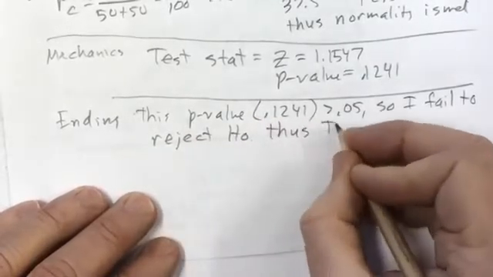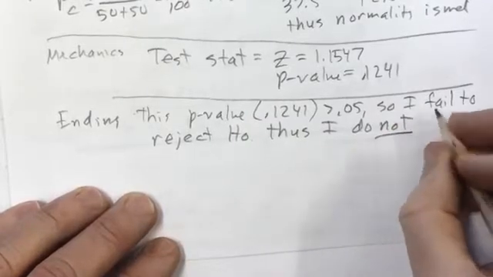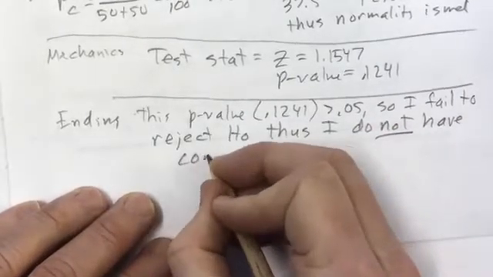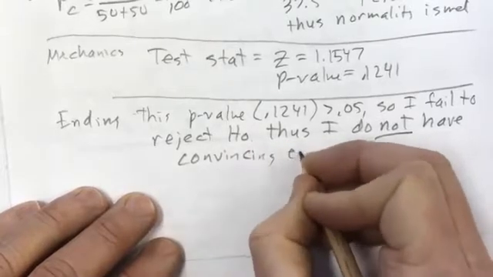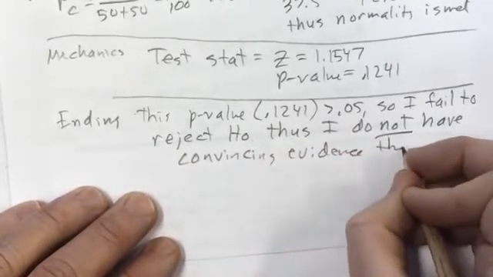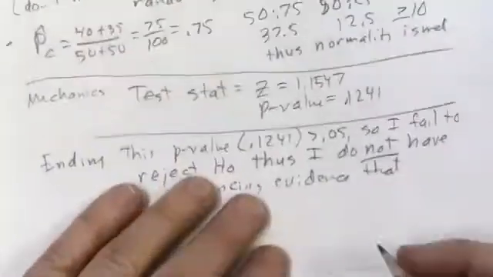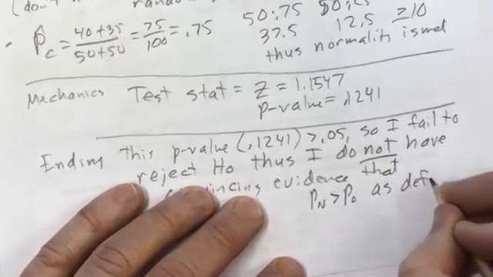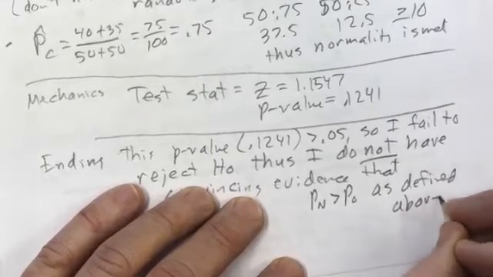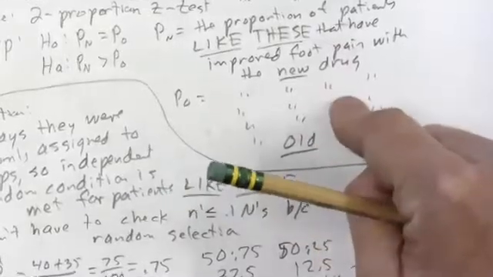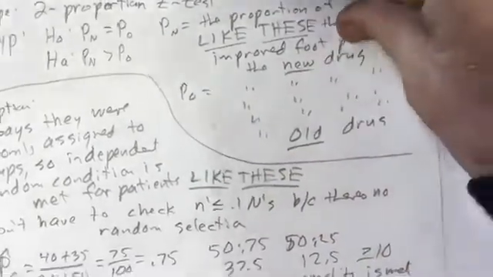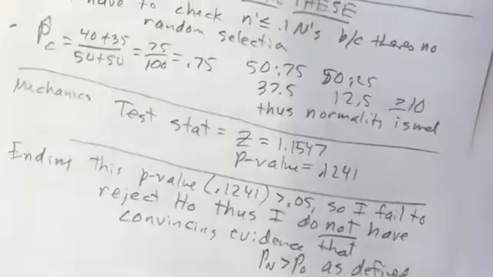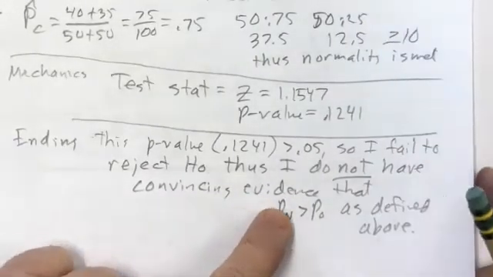Thus, I do not have convincing evidence that, and then you restate the alternative, that p sub n is greater than p sub o, as defined above. Now, once again, on the exam, this would probably give you full credit to say as defined above. They want you to write it twice, which I think is stupid. I'll give you full credit in my class if you just said that. Any rubric I've ever seen gives you full credit for that. But some of the gurus say, no, have them rewrite it again.